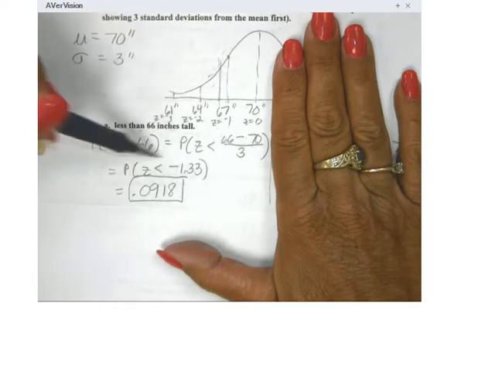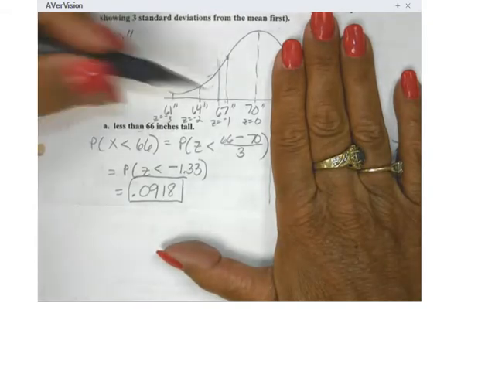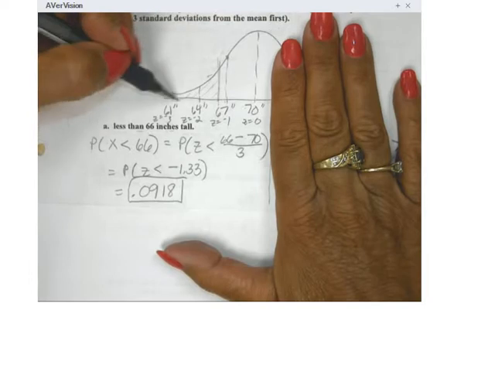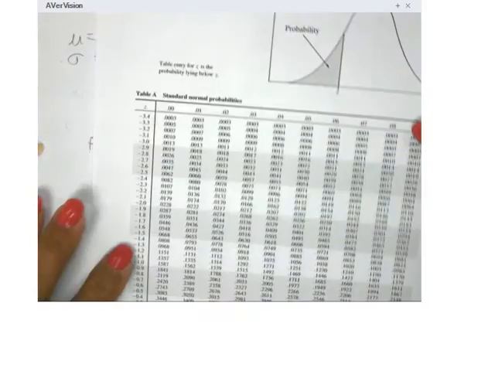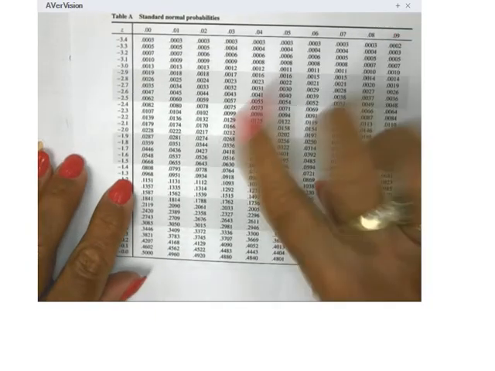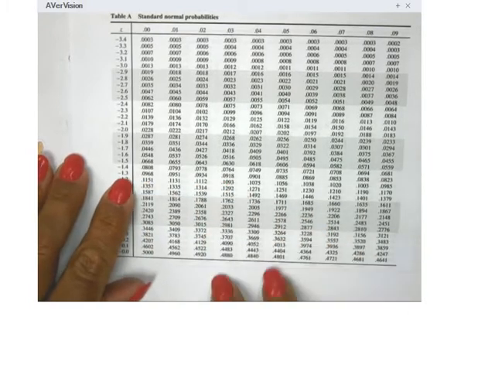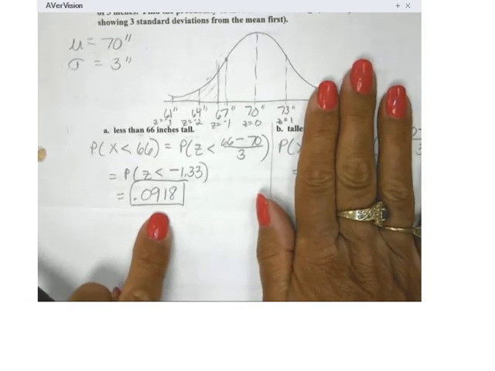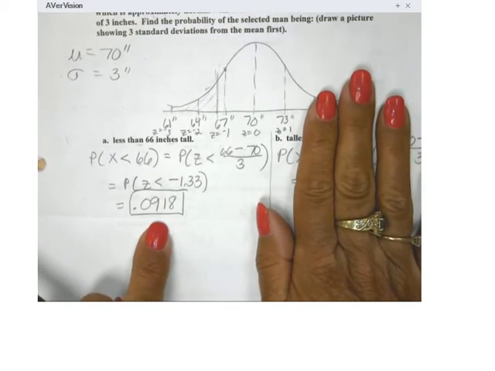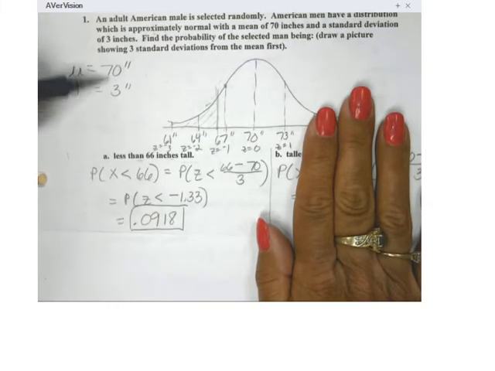This is just like we did yesterday. We now go to the standard normal distribution, and we want to find this area down here below negative 1.33. So we take our chart, go to negative 1.3, column 03, and find the intersection of those two, which is 0.0918. So the probability of randomly selecting a male and having his height be less than 66 inches tall, or 5'6", is about 9%.